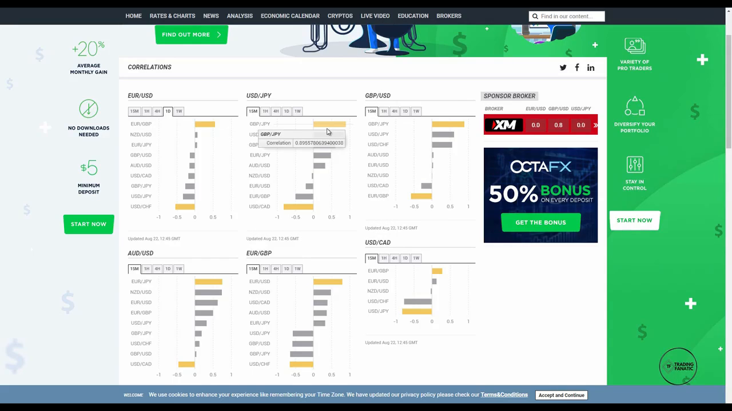As you can see in this example here, that's on the 15-minute, but I'm just showing it to you as an example. We have 0.89. That's a very good correlation, almost 90%. Which means that for the last 15 minutes, GBP/JPY and USD/JPY have been moving 89% in the same direction, which means their behavior and direction is almost the same.